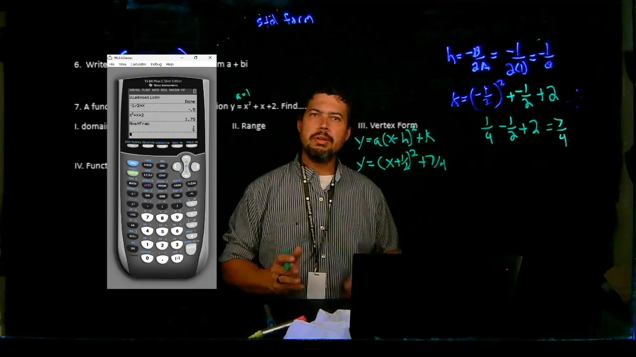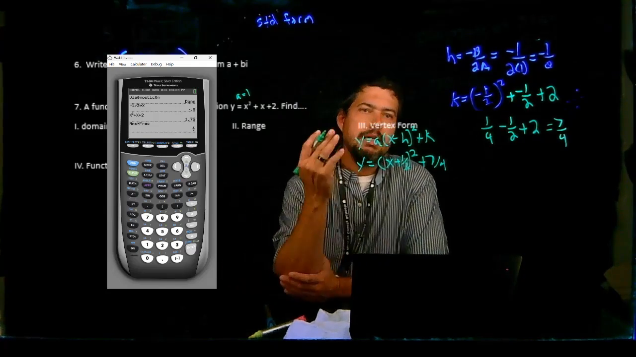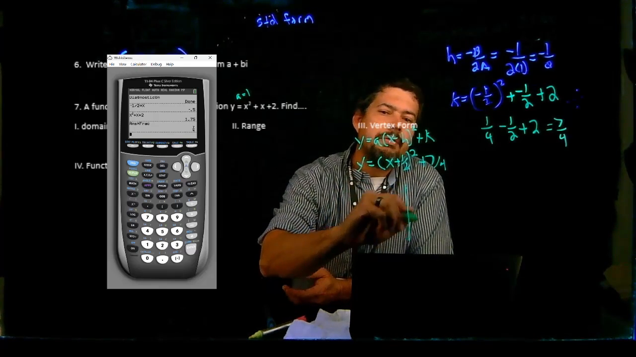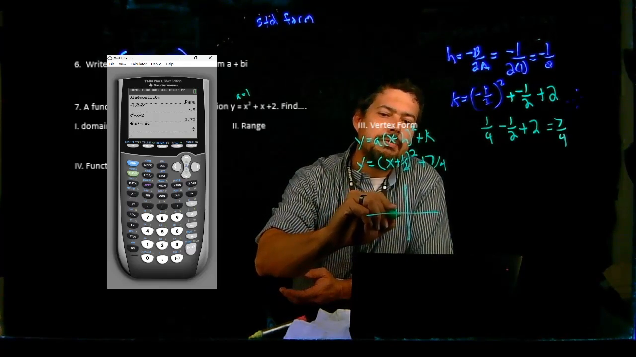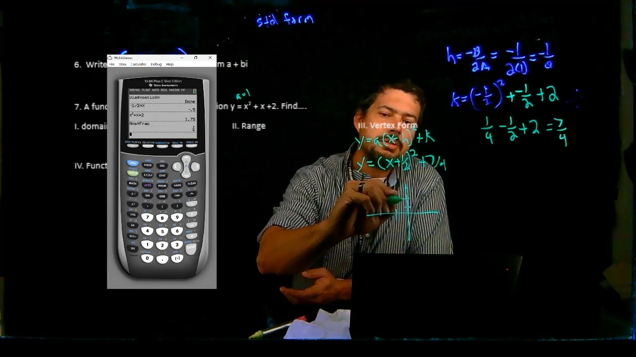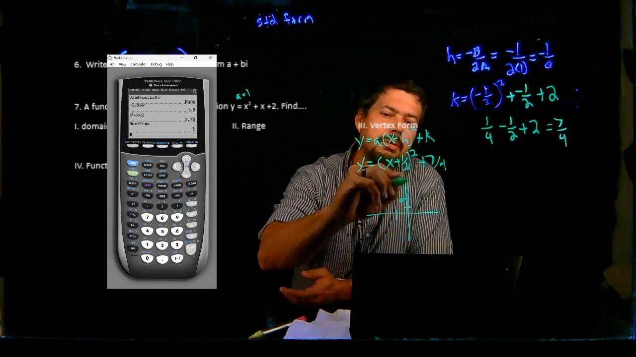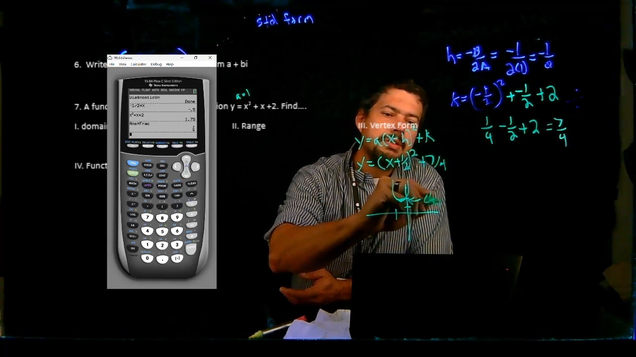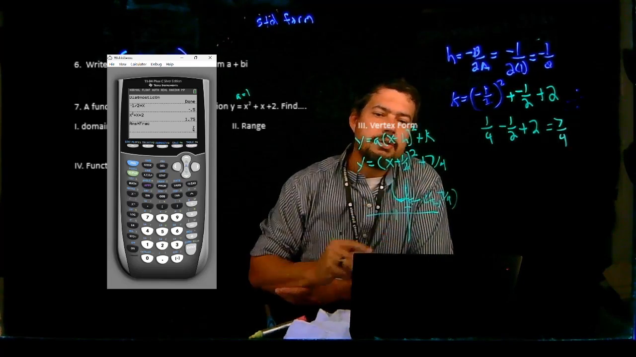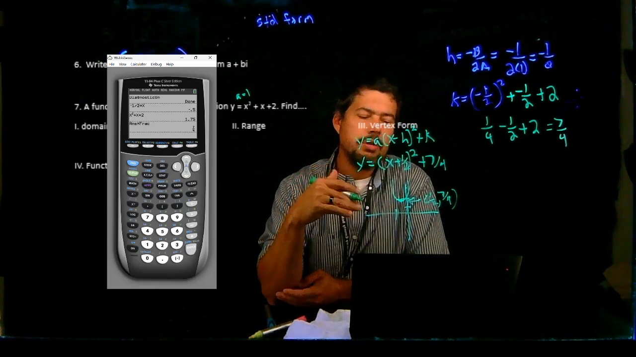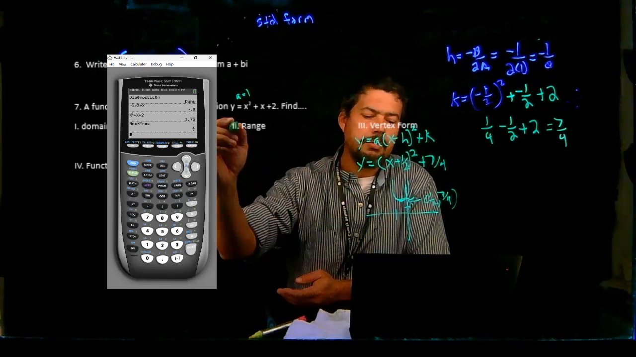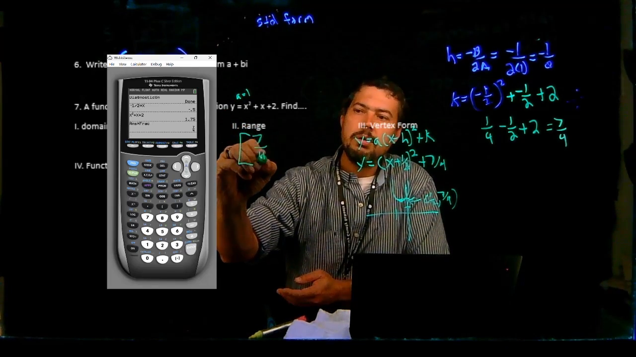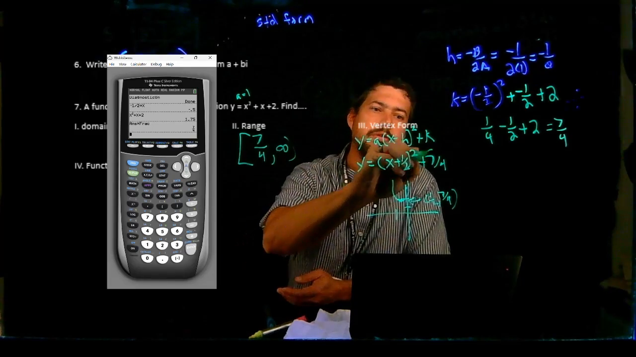Now, how does that help me figure out the range? Well, some of you caught on to this and some of you haven't. If I was to graph this thing, I would go left a half, and then I would rise almost 2. The parabola would open up. That vertex is at negative 1/2, 7/4. So that means that I'm rising from 7/4 all the way up to infinity on either side of the parabola. So my range here is 7/4, comma, infinity.